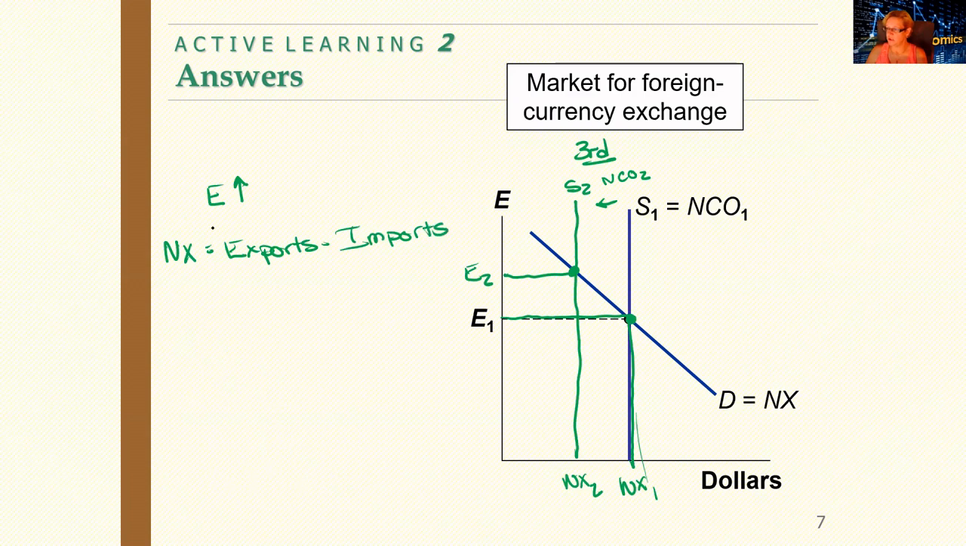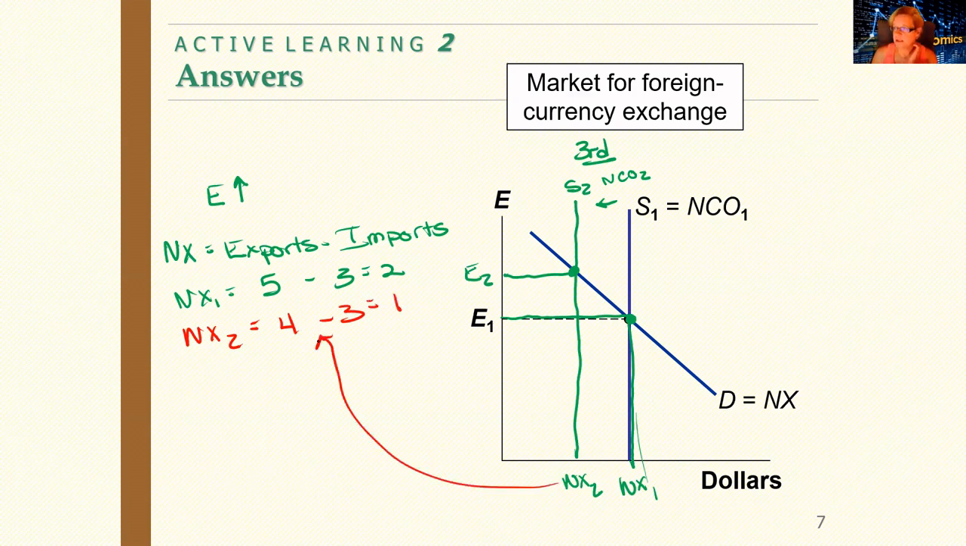Because the real exchange rate is increasing, our goods are becoming more expensive, so people in other countries aren't going to buy as many of them. If originally, let's say, it was 5 minus 3, that was our net exports, NX1. At NX2, or net exports 2, we're going to export less, so 4 minus 3, and that would be NX2. Hopefully that makes sense to you.